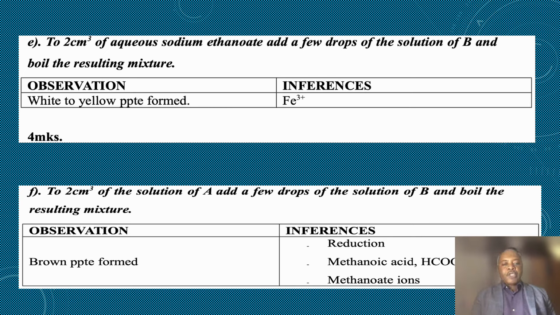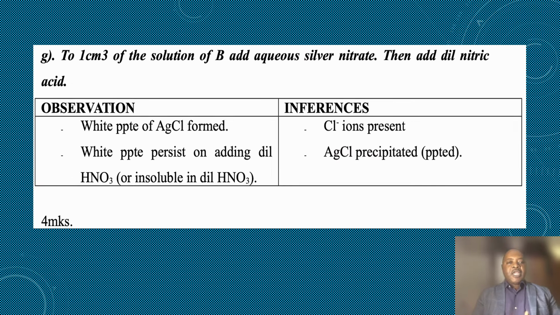Now it took us to the G part of it. To 1 cm³ of the solution of B, add aqueous silver nitrate, then add dilute nitric acid. On adding aqueous silver nitrate, a white precipitate of silver chloride is formed, an indication that chloride ion is present in the substance. The white precipitate persists on adding dilute nitric acid, so it is insoluble in dilute nitric acid, again confirming silver chloride.